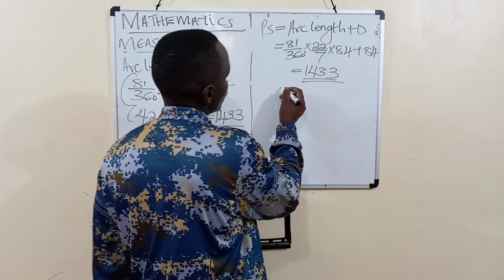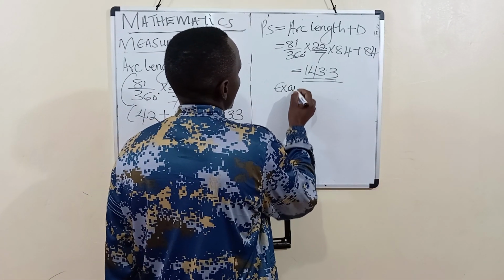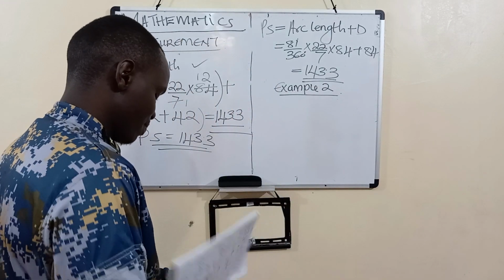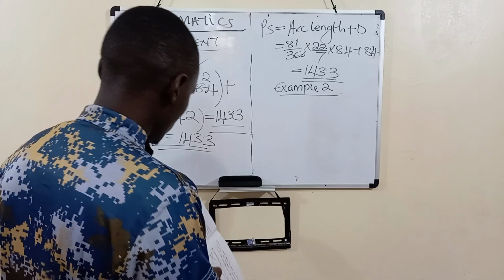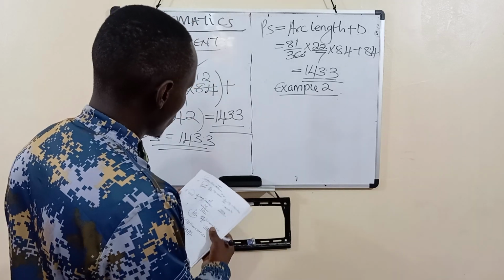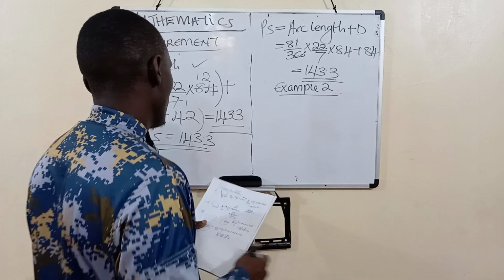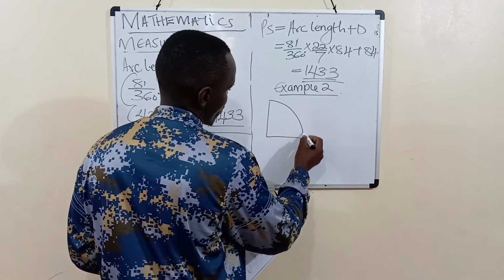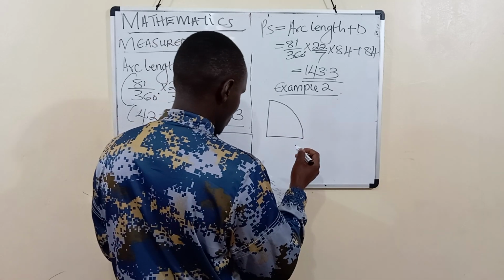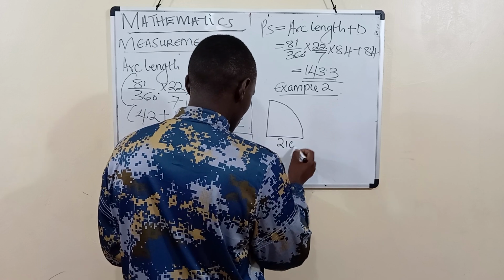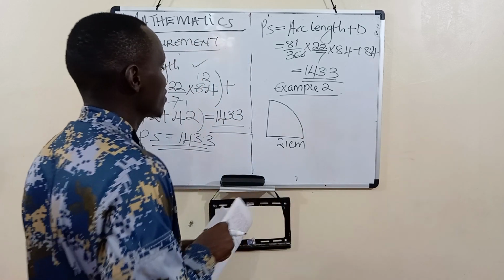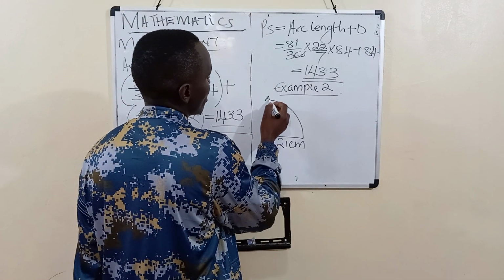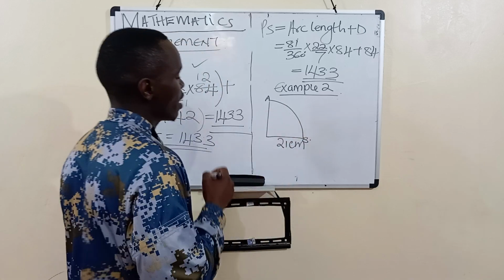Let us have example 2 of the same. We will have something like this. Then we have 21 centimeters. Again, in this case, we must first of all get the arc length, the length of the arc AB.